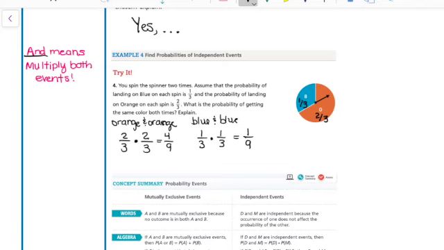So that's how you do independent events. If something were not to be replaced, your number may change a little bit. Okay. Now, to answer the question, what is the probability of getting the same color both times? That's an or statement. So what's the probability of getting orange and orange or blue and blue? So I add those together for the final answer of 5/9.